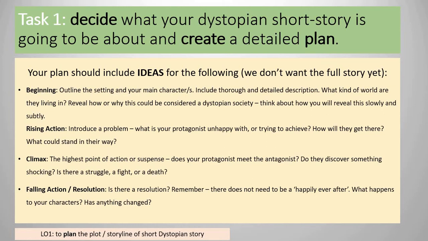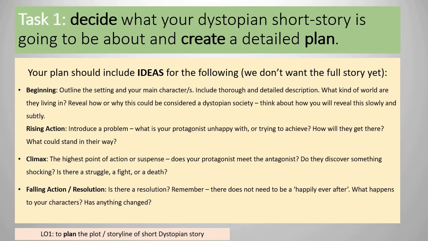So you're just hinting at things. You're not just giving everybody all the information straight away. Then you need to consider your rising action. So you're going to introduce a problem. What is it that your protagonist, your main character, is unhappy with or trying to achieve in the story? How are they going to get there? And what might be standing in their way? So what obstacle have they got to overcome and get round?